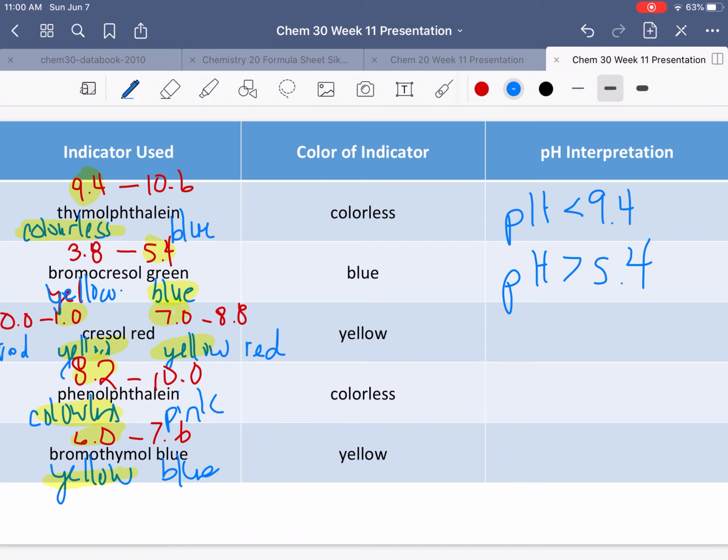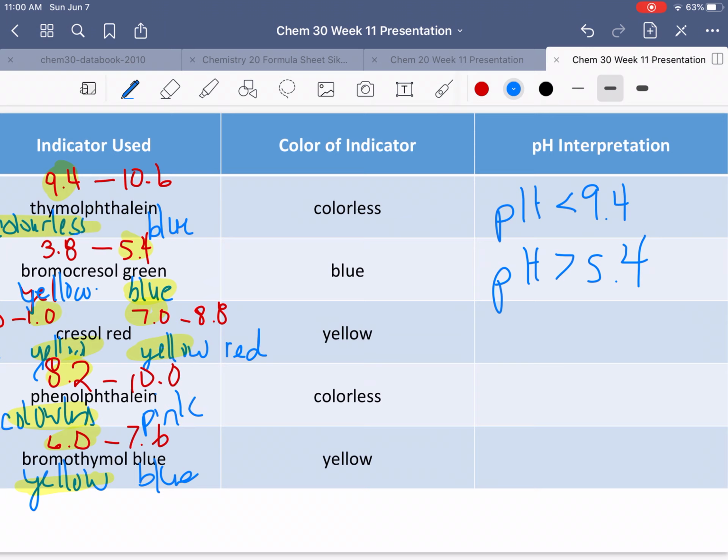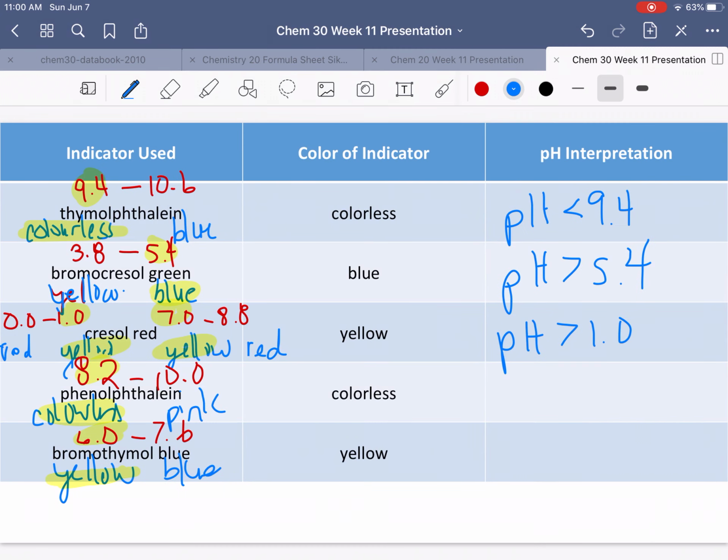I've got 1.0 and 7.0. That means that if it turned yellow, you are guaranteed that the pH is greater than 1.0. It has to be. At the same time, we know the pH is less than 7. Okay, also useful. Look, we just narrowed it down more. Before it was 5.4 to 9.4. Now we know it's more than 5.4, but less than 7.